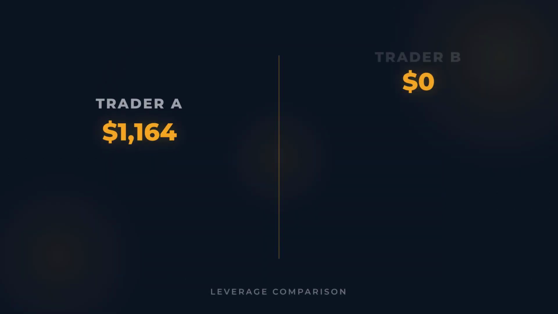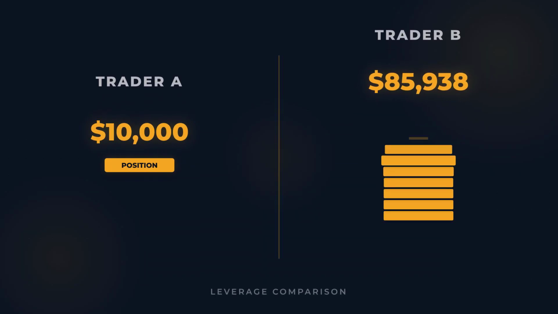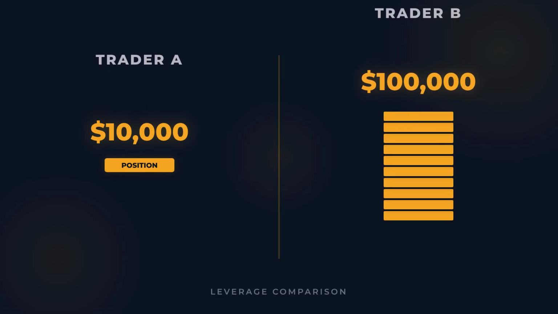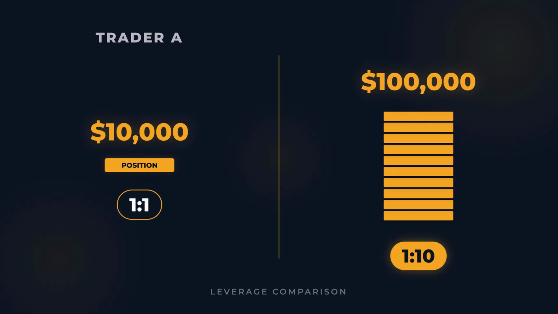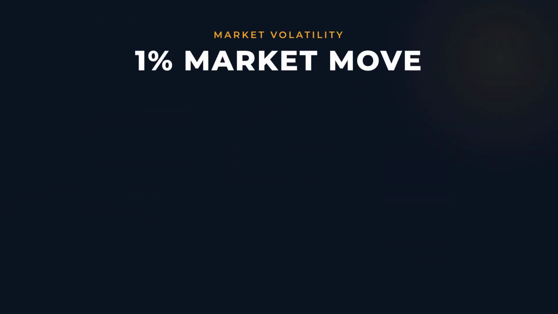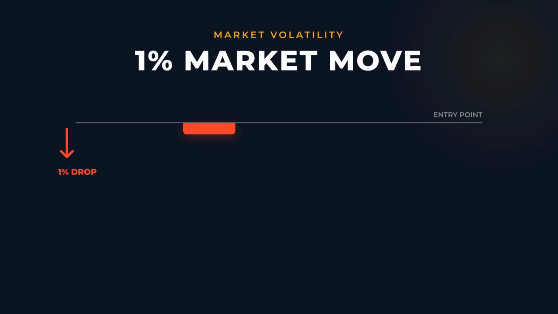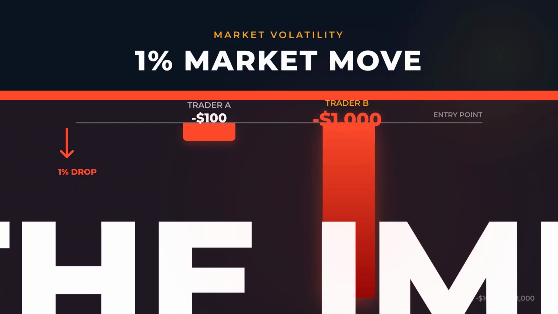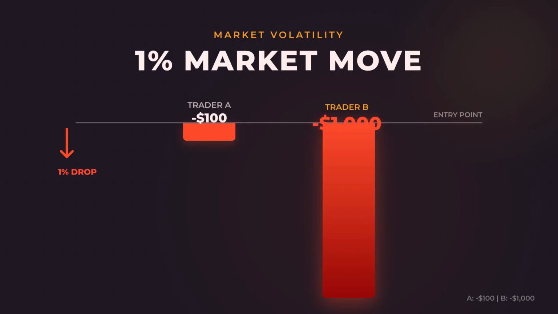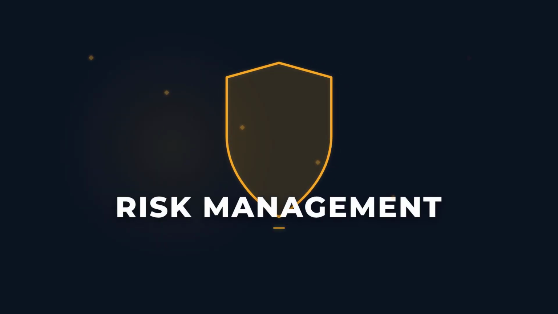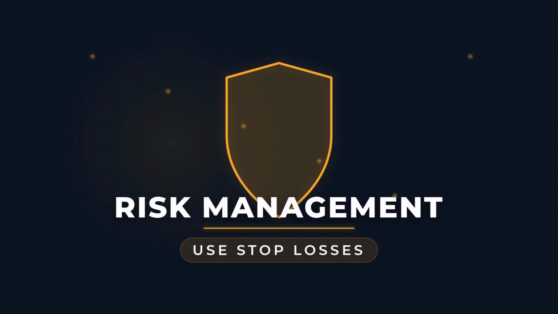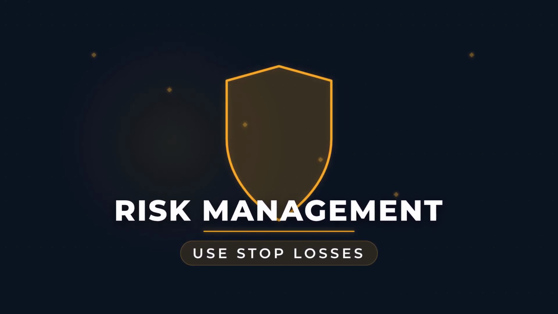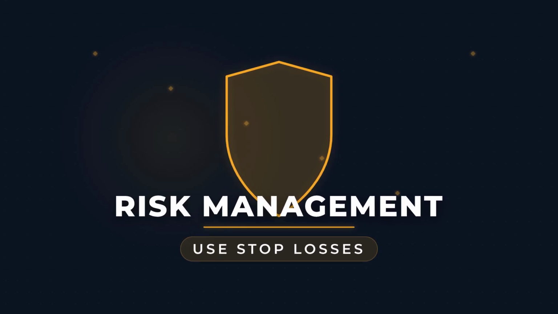Compare two traders with $10,000 accounts. Trader A opens a $10,000 position, while Trader B uses leverage to open a $100,000 position. A 1% market drop costs Trader A just $100, but for Trader B, that same move results in a $1,000 loss, 10 times the impact. To manage this, always use a stop loss and calculate your position size based on your risk tolerance, not the maximum leverage your broker allows.